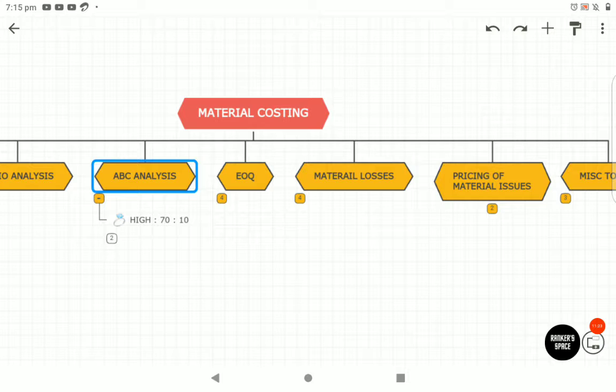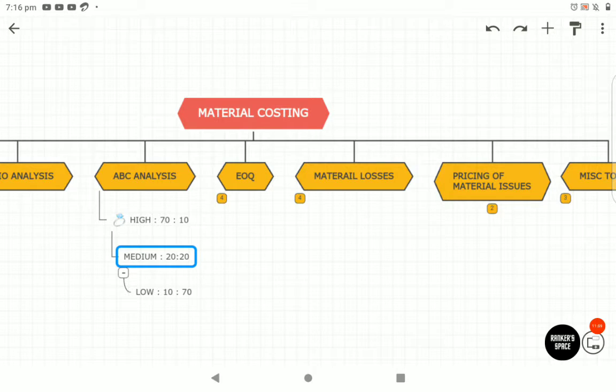The next thing that we're going to be seeing is ABC analysis. ABC costing is different from ABC analysis. Say for example, you buy a diamond ring today and you buy oranges today. Can you say that the diamond and oranges are of the same value and same worth? Definitely no, right? This ABC analysis is based on three different levels: high, medium, low.